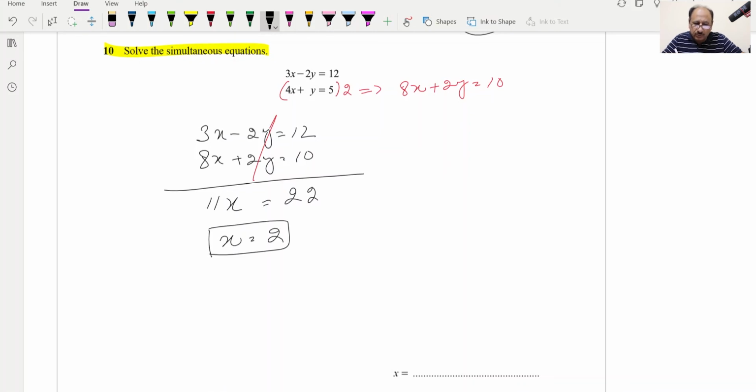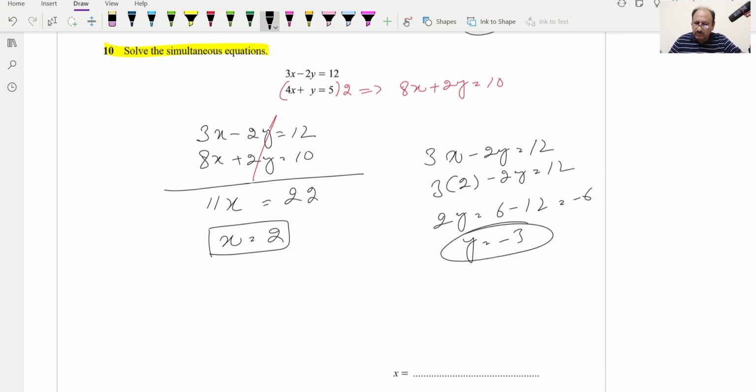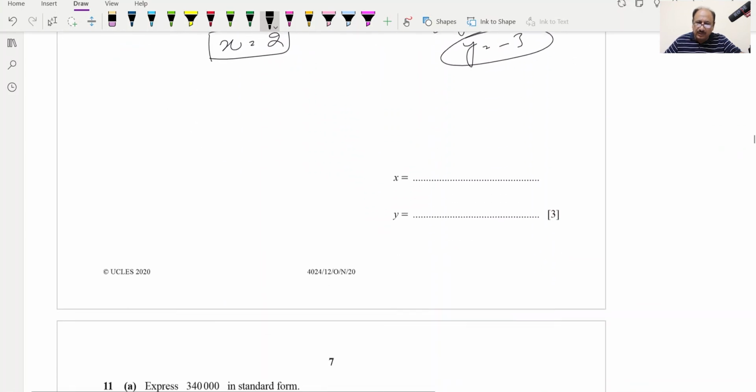We will use x is equal to 2 in either of these two given equations. I will use the first one. So 3x minus 2y is equal to 12. So 3 into 2 minus 2y is equal to 12, and 2y will be equal to 6 minus 12, which is equal to minus 6. So y will be equal to minus 3. This will be our y value, and the x and y values we have to write over here. This is for 3 marks.